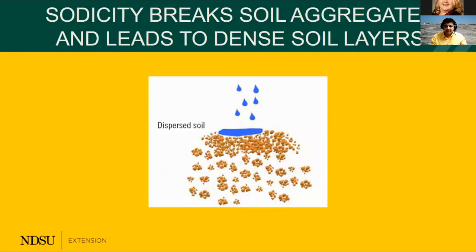Excess sodium leading to sodicity forms combinations like sodium plus clay, sodium plus humus. It breaks those clay and humus particles away from the larger aggregates. So the aggregate size will keep getting smaller and smaller. Soil layers are going to get dense. Soil pores are going to get plugged. And this is what I consider chemical compaction.